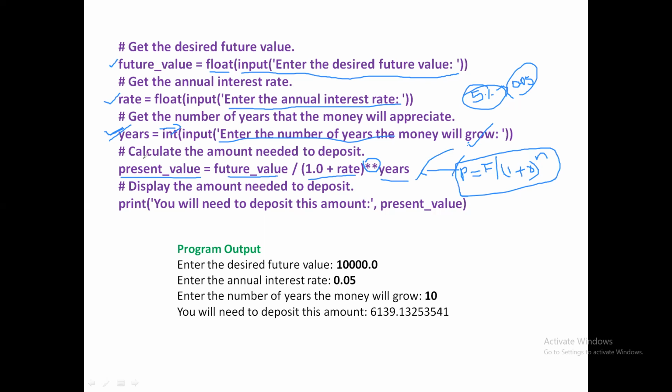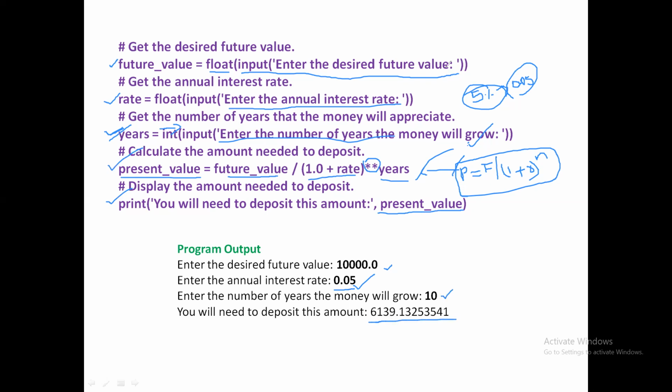And once you calculate it by using this formula, present value equals future value by 1 plus rate to the power years, you will display the corresponding result using this print statement. You will need to deposit this amount, and then display this present value that is calculated. This is how it works. So for example, if the desired future value is 10,000 and the annual interest rate is 5%, to indicate 5% I have given 0.05. Number of years is 10. Then the user has to deposit this amount that is calculated.